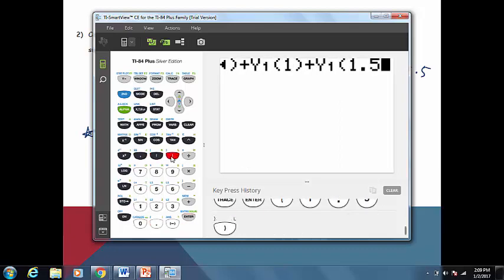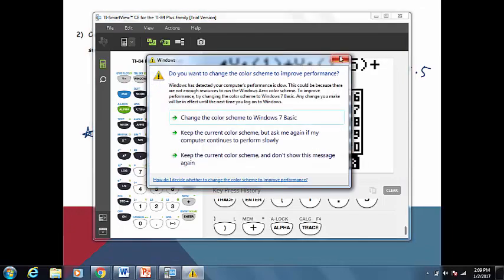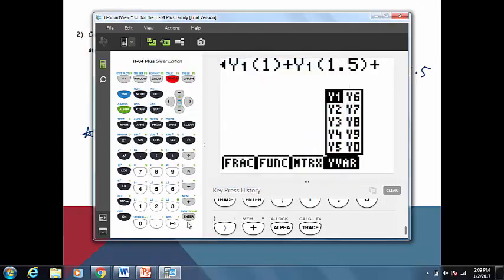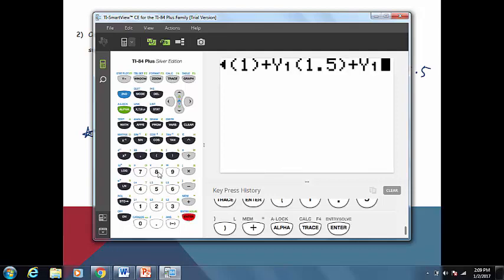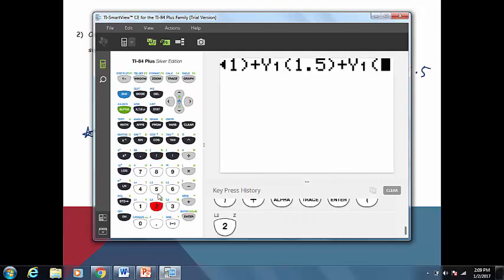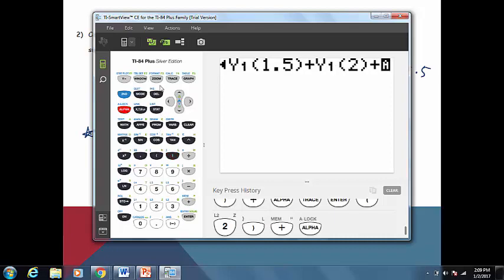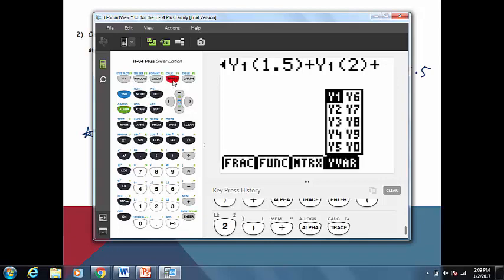1.5. And then plus alpha trace once again. Oh, I don't know why that screen keeps coming up. It's driving me crazy. Okay, and then of 2. And then plus y1 again, so alpha trace.